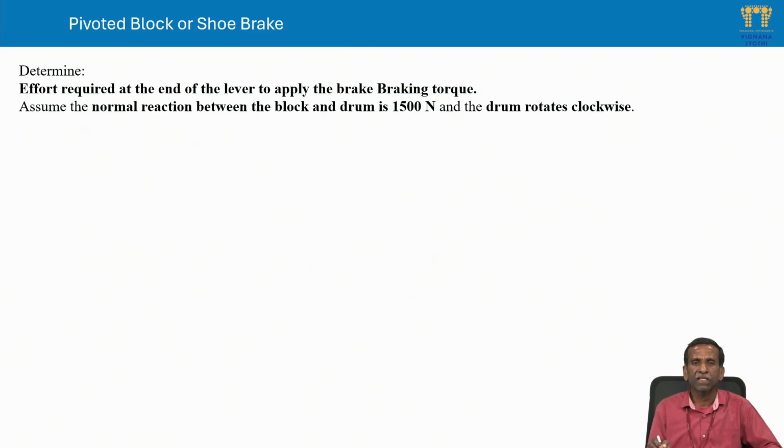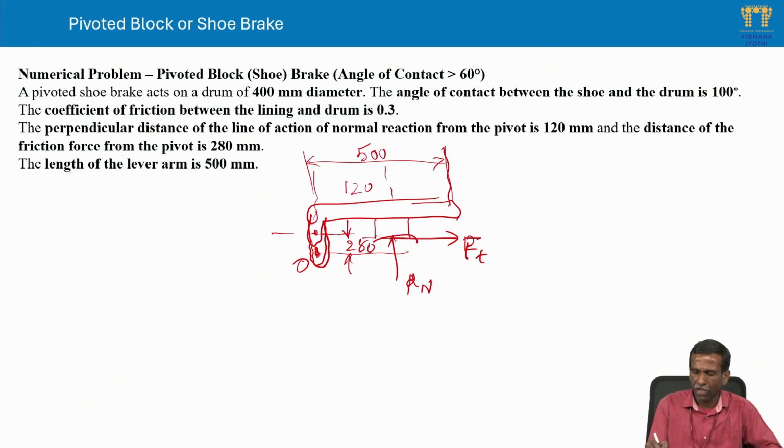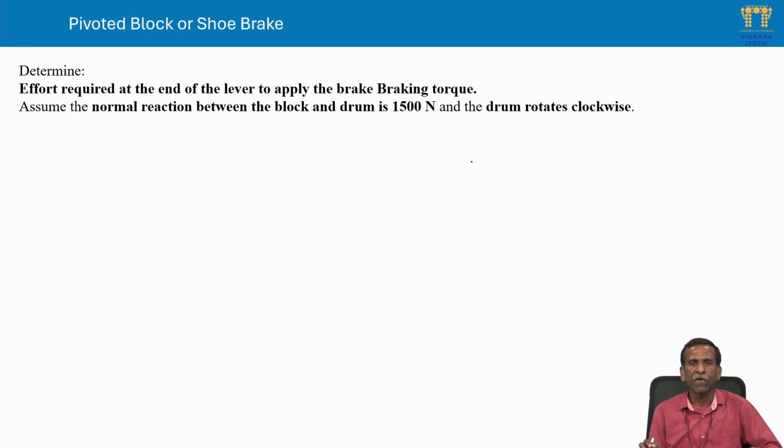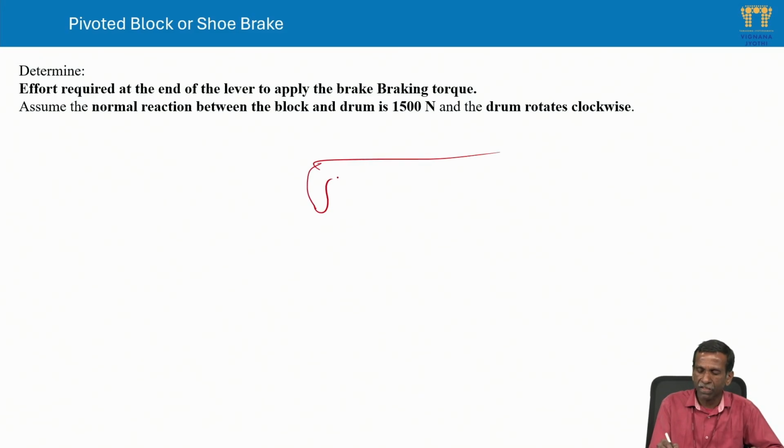Effort required at the end of the lever. What is the effort required here? If you apply P at the end of the lever, you need to find that effort required to apply the braking torque. Assume the normal reaction between the block and drum is 1500. The normal reaction is also given.